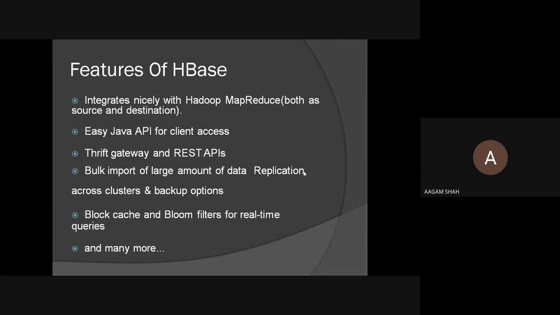So this was the main functioning of MapReduce: to take the data and convert it into a smaller set of data. Next is easy Java API for client access, that is application programming interface, Thrift Gateway and REST APIs, bulk import of large amounts of data, replication across clusters and backup options, which is a limitation of Hadoop, that it does not provide backup options. It also has block cache and Bloom filters for real-time queries and many more.